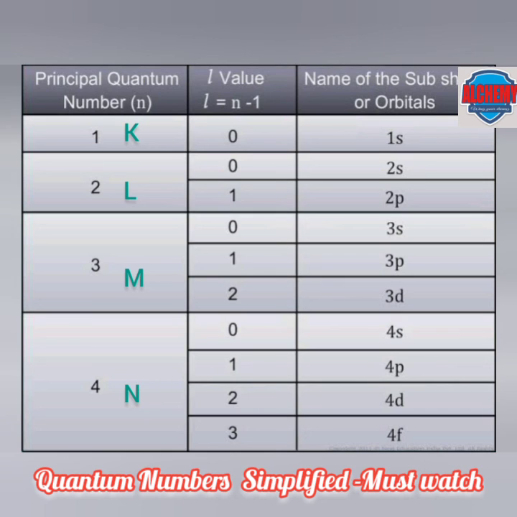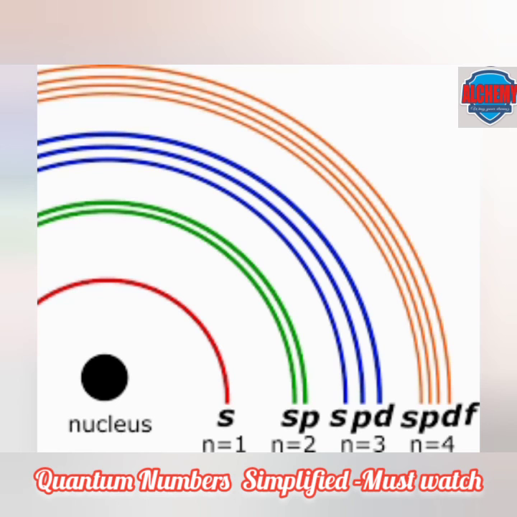Similarly, for the fourth shell, that is N, where the n value is 4, the subshells are given by 0 to 4 minus 1 and the values are 0, 1, 2 and 3, and the subshells are named as 4S, 4P, 4D and 4F. This image describes the number of subshells present in each shell.